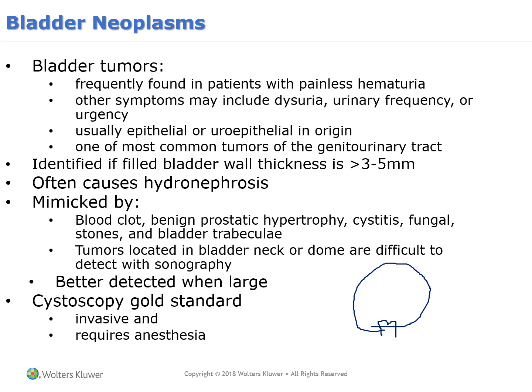Cystitis, we know, can cause edema, so that would give us our thickened wall measurement. Fungal infections can adhere to the wall, causing it to look thickened. Stones can also adhere to the wall, causing them to look thickened. And then bladder trabecula, which remember is associated with neurogenic bladder, can also make the bladder wall look irregular and thickened. Tumors that are in the bladder neck or dome can be difficult to detect with sonography, but you have to make sure you're scanning all the way through, superior to inferior, all the way out of the bladder, so you're not going to miss anything.